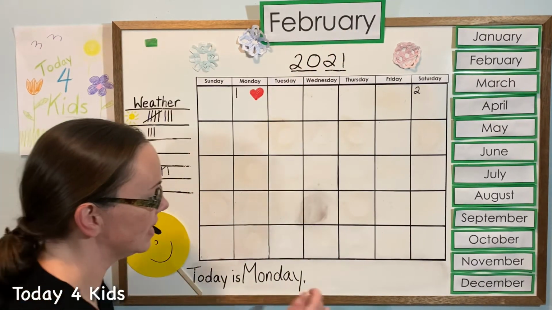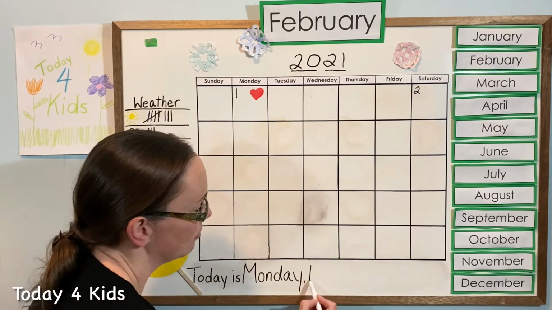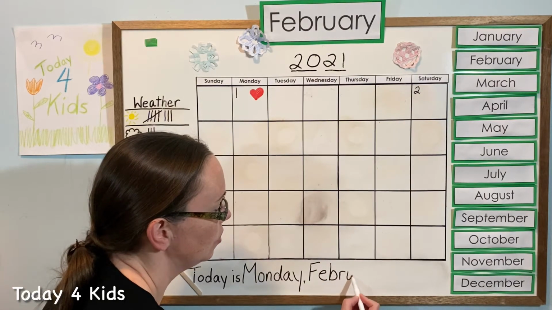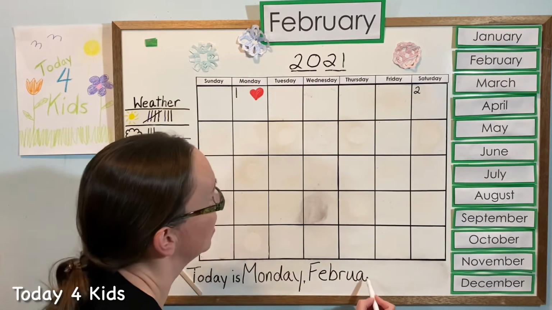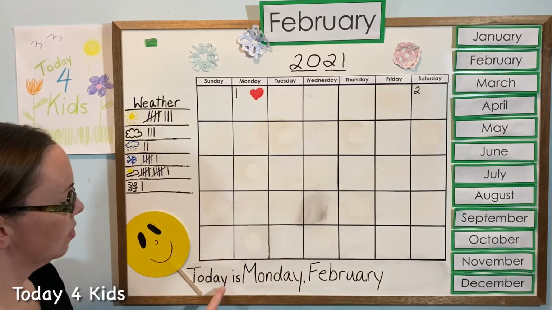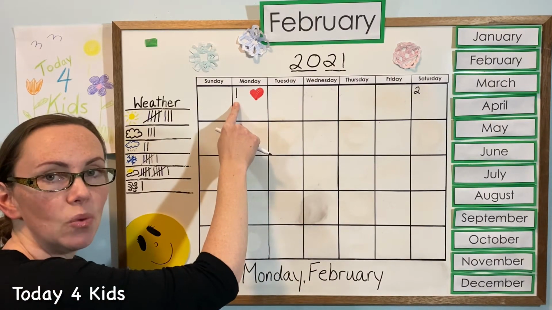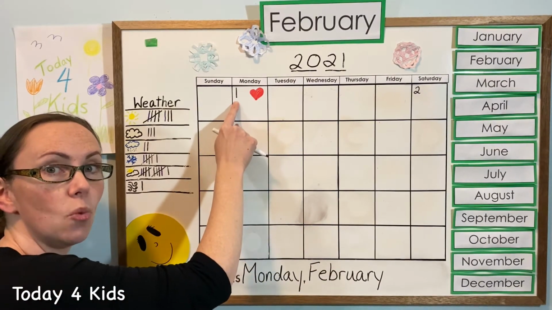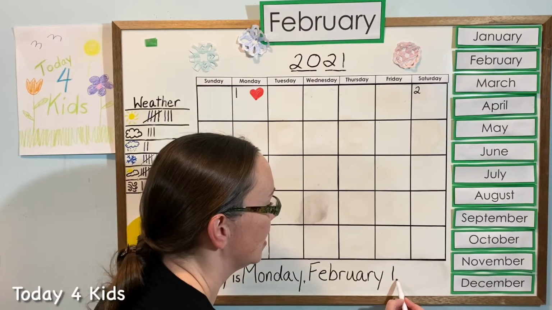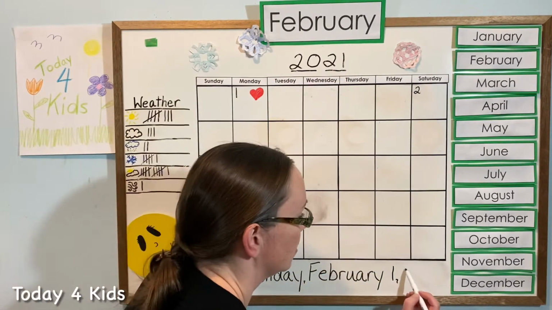Today is Monday. I'm going to put a capital F because it's the name of the month. Capital F-E-B-R-U-A-R-Y. So today is Monday, February 1st. So when we put our number 1 in the calendar, instead of saying 1, we say first. So I'll put a 1 for first, and then a comma, and then the year, 2021.